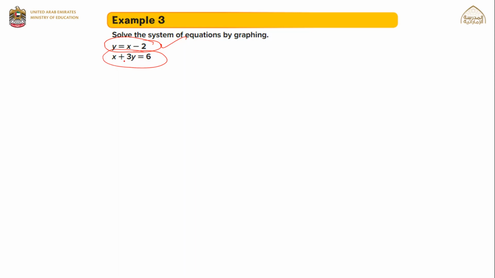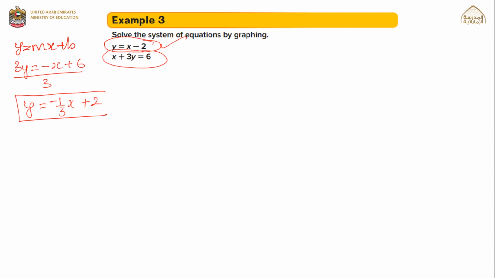So what are we going to do here? What's the slope-intercept form? y equal to mx plus b. So when you rewrite this, you'll be getting 3y equal to minus x plus 6. Divide both sides by 3. So your equation would be y equal to minus 1 over 3 x plus 6 divided by 3, you get 2. So you have two equations now: y equal to negative 1 over 3 x plus 2, as well as y equal to x minus 2.